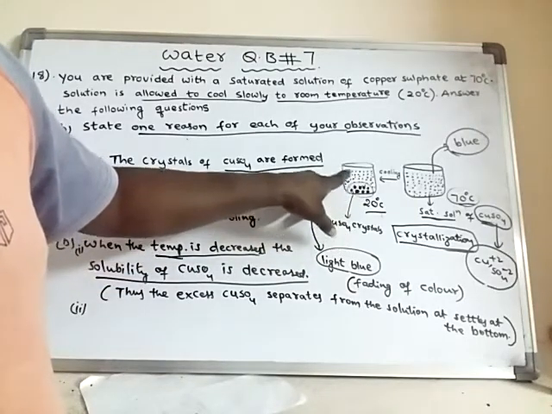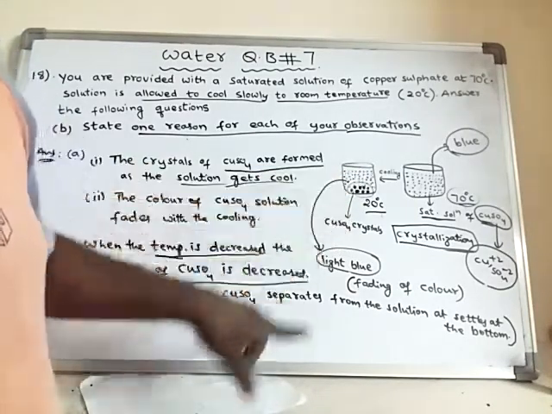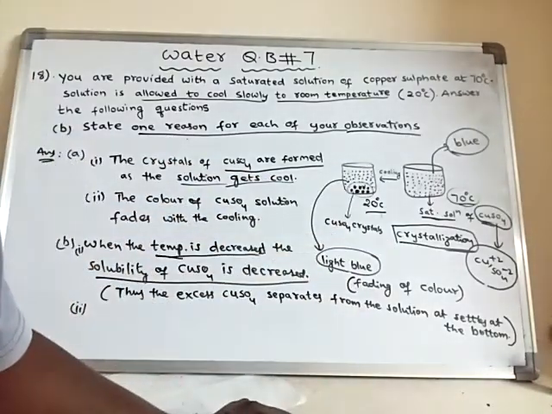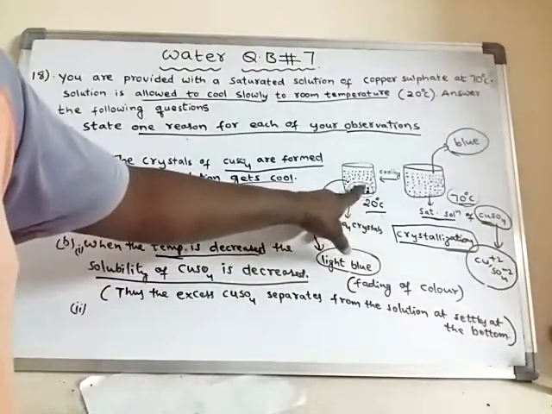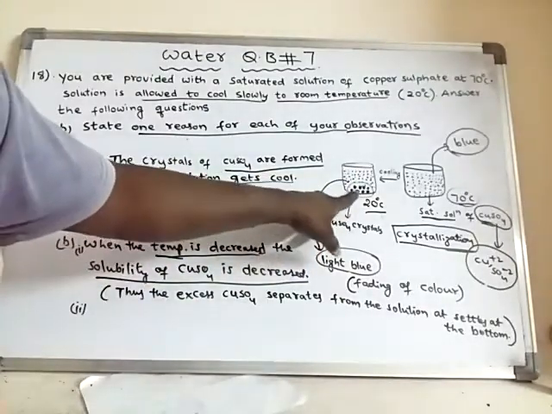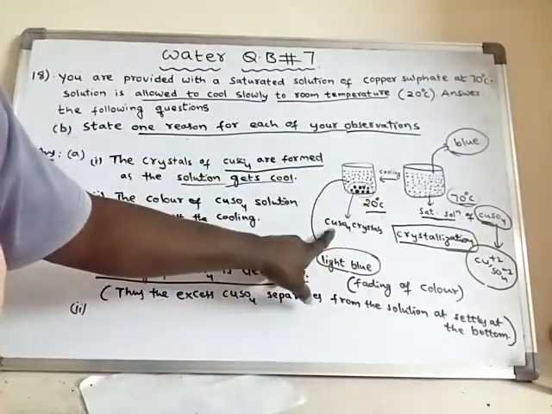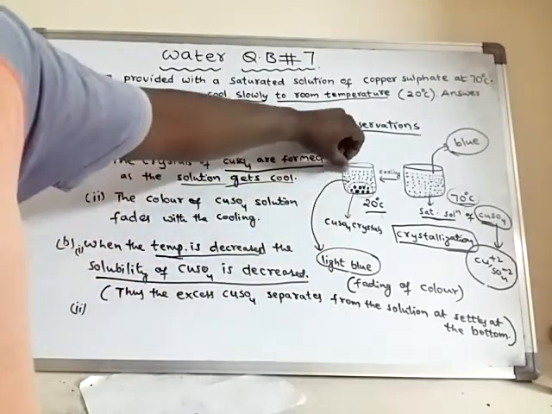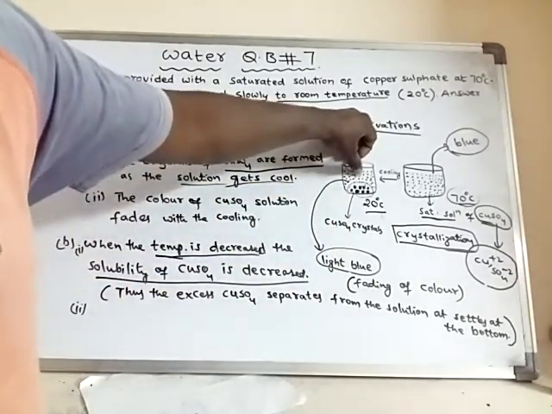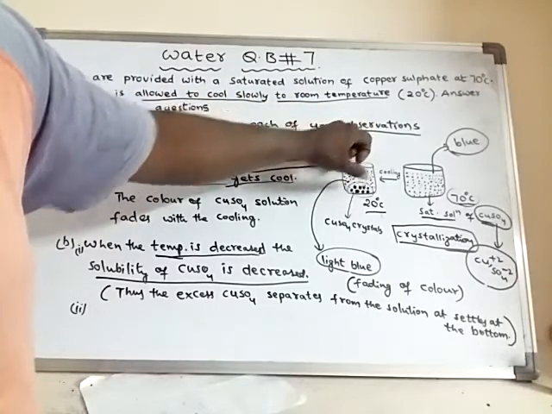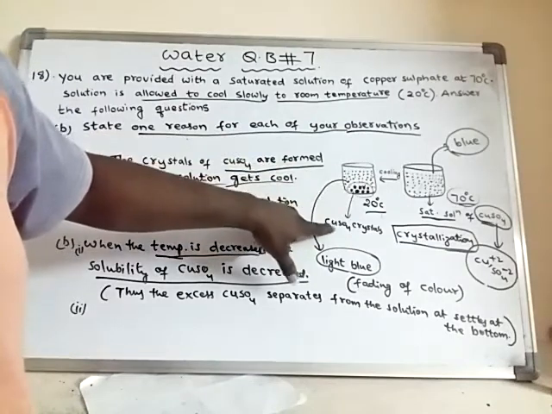Less in amount. In the solution you will find free copper sulfate, but in the crystals the copper sulfate is not available in free form. Copper ions are not available in the crystals. In the crystals, copper is present in the form of copper sulfate, not in the form of copper ions. In the solution we will find copper ions, but in these crystals copper ions are not present.